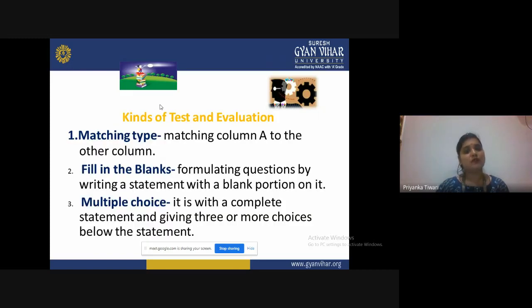So, kinds of test and evaluation: matching type, matching column A to the other column. Fill in the blanks, formulating questions by writing a statement with a blank portion in it. Multiple choice, with a complete statement and giving three or more choices below this statement.